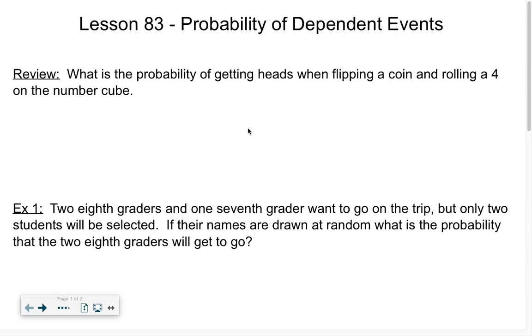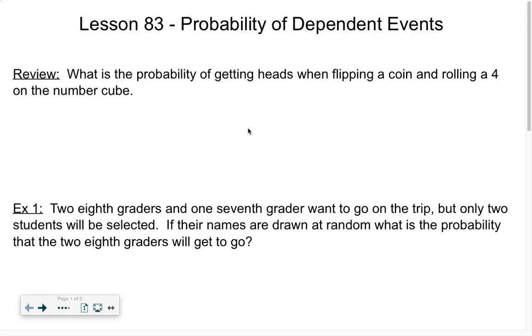For lesson 83, we are diving back into the probability world where we're looking at dependent events. Let's start with a little review. We have the question, what is the probability of getting heads when flipping a coin and rolling a 4 on the number cube?